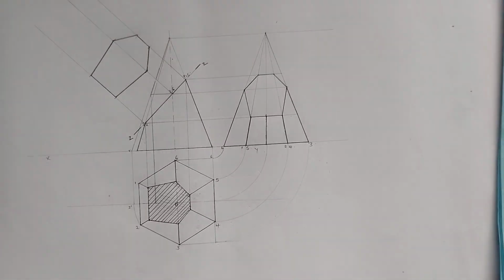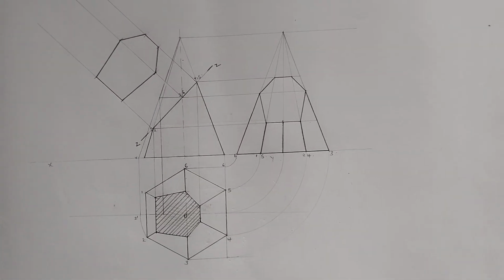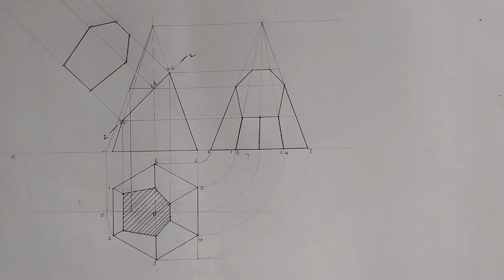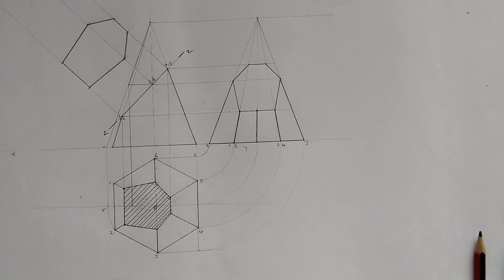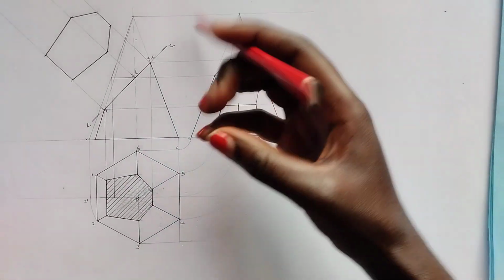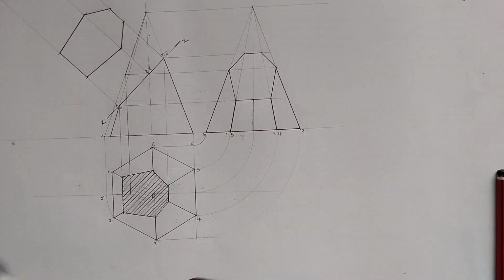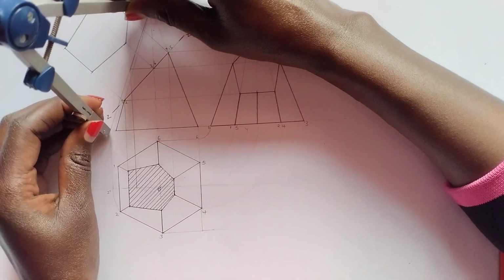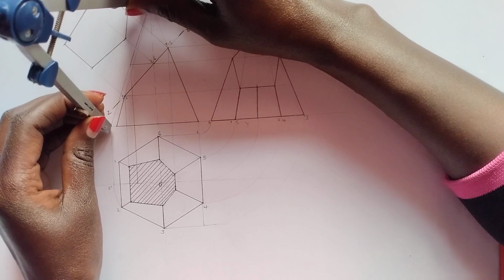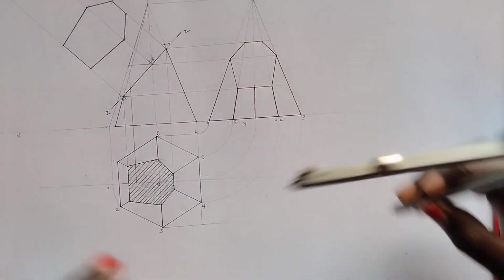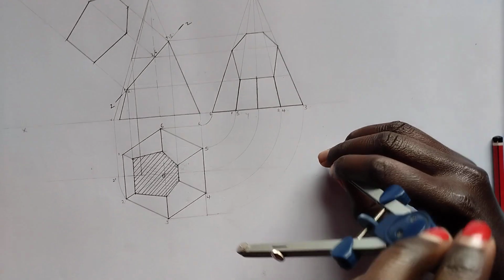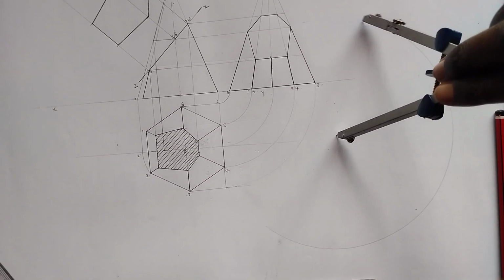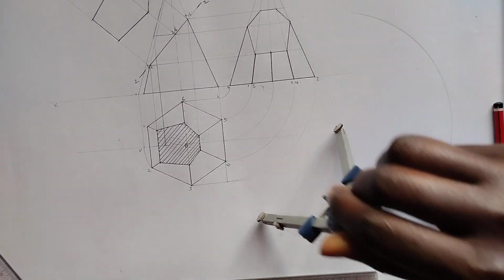So our final question is to draw the development of the hexagonal base pyramid, which is truncated. So remember, we had our true length. This was our true length. We have this. So I'm going to take the length of my true length. So that is the length. I'll step anywhere and draw this arc. That is the arc of my true length.